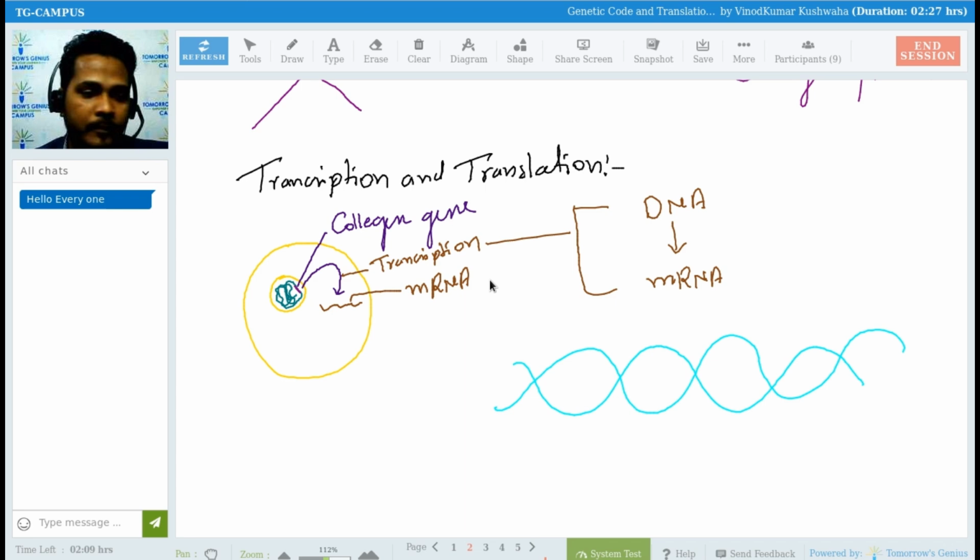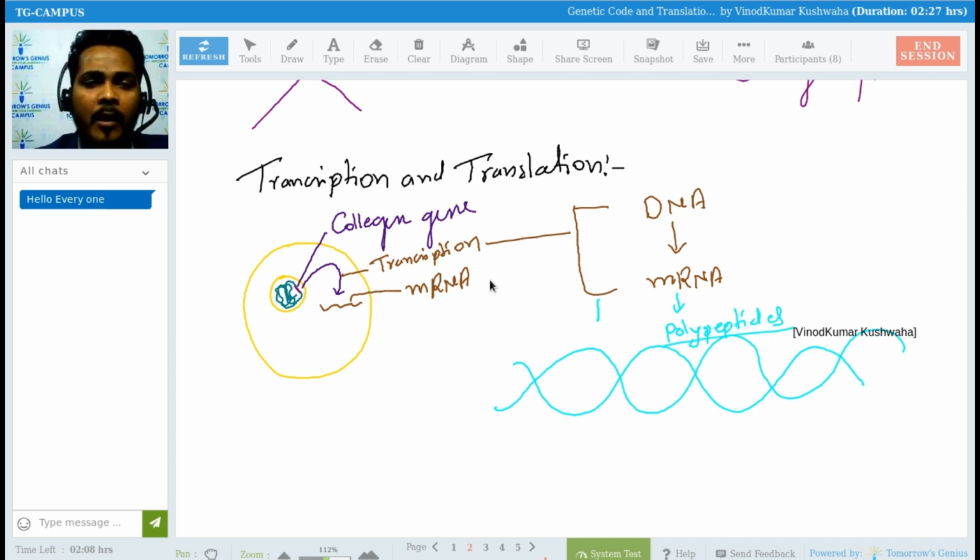Just respond, those who were present, if you know the answer. Yes. So that means this segment is the replication. So finally this mRNA is going to be converted into a polypeptide chain. This mRNA is converted into polypeptides.